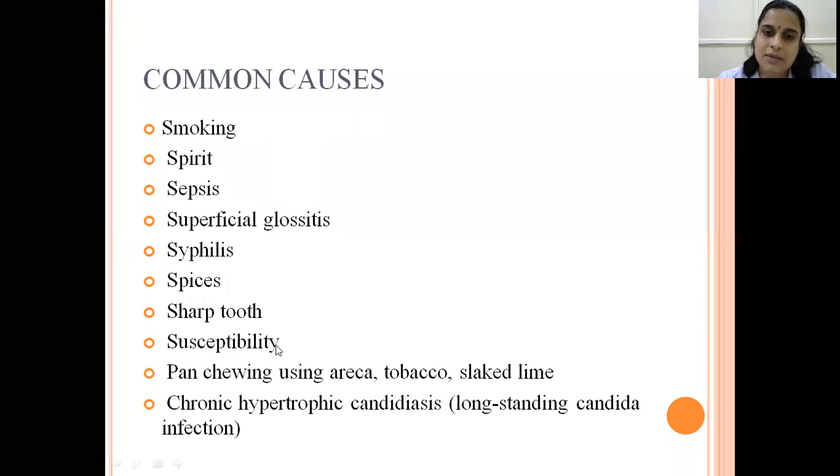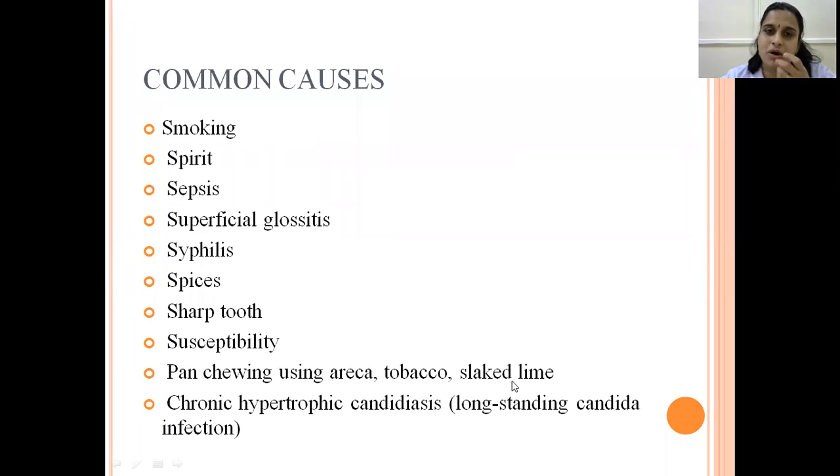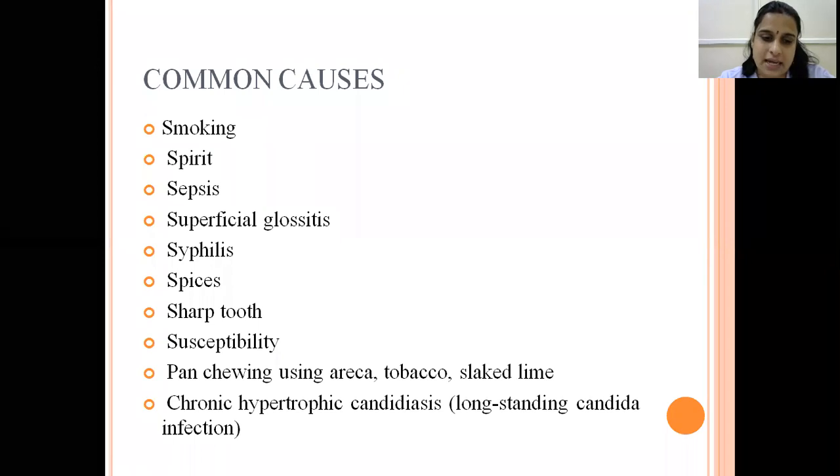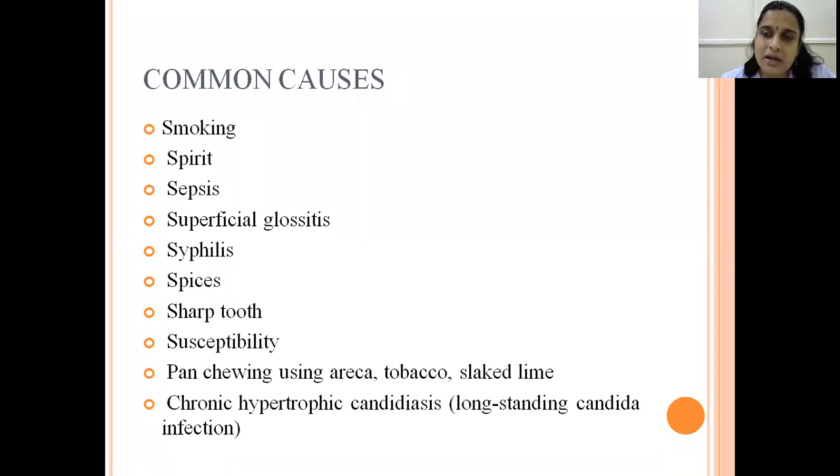Susceptibility, the predisposing condition on the oral cavity that can cause leukoplakia. Increased pan chewing using areca, tobacco or slaked lime, the calcium carbonate that is kept for longer duration in the mouth. Slaked lime. Next, chronic hypertrophic candidiasis, or it's nothing but monilial thrush, which is extensive, severe and not responding to simple antifungals. Long-standing candida infection.